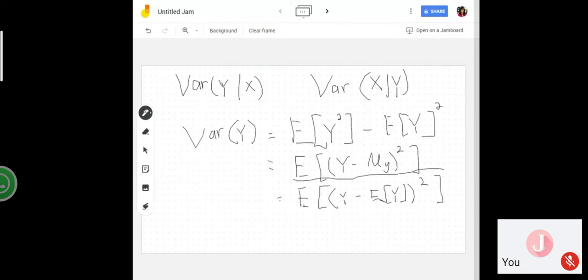Tak ingat? Tak ingat ya, tak apa. Cuba ingat sekarang. You need to, as a statistician, you need to know both this formula. Okay? But of course, this first formula is the easiest one to remember. Okay, so when you solve, you can use this formula. But I want you to know this formula also.